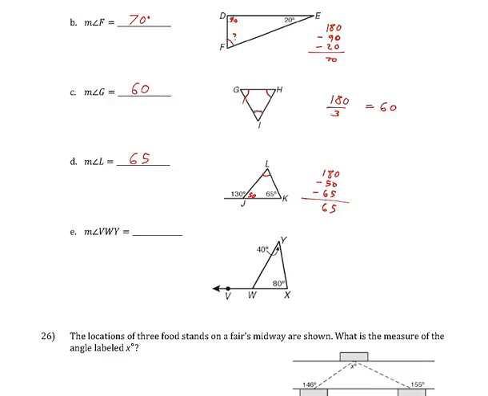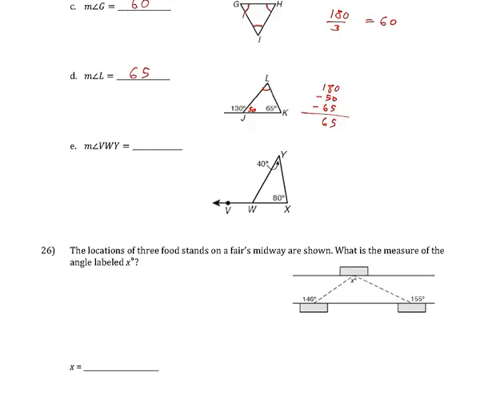Last one, angle VWY, this angle right here. If we know this is 40 and this is 80 inside the triangle here, then we can do 180 minus 40 minus 80, and that gets us 60.